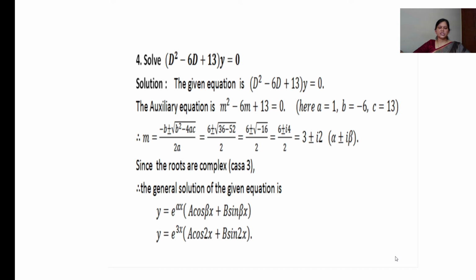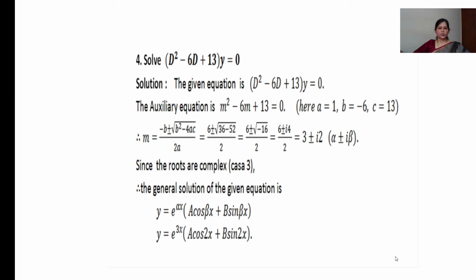So here factorization is not easy directly. That's why we are going for the formula method. The formula is m = (−b ± √(b² − 4ac)) / 2a. So here from the equation a is 1, b is −6 and c is 13. That is, a is the coefficient of m², b is the coefficient of m and the constant term is c. So we are substituting all these values in the formula and simplifying, we will get m = 3 ± 2i.